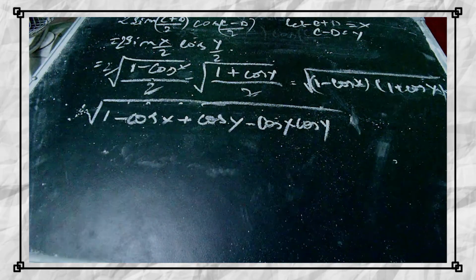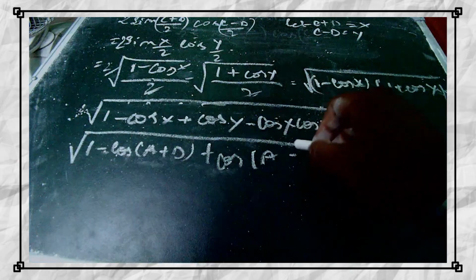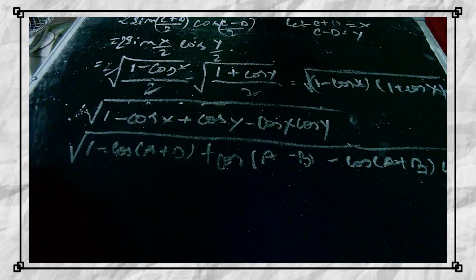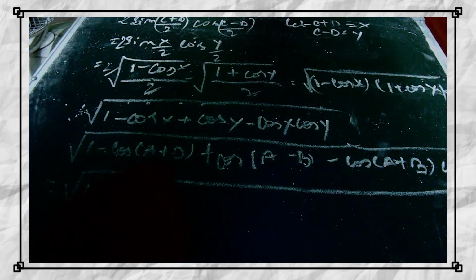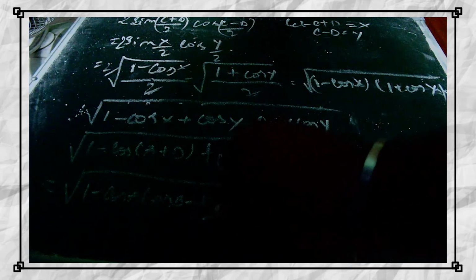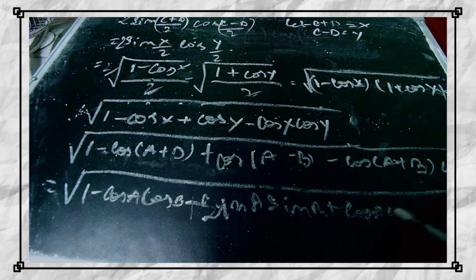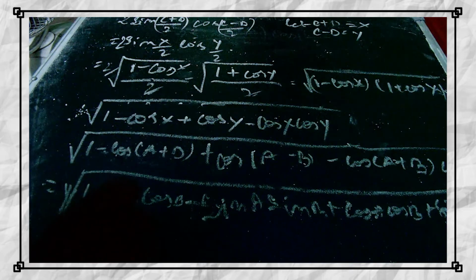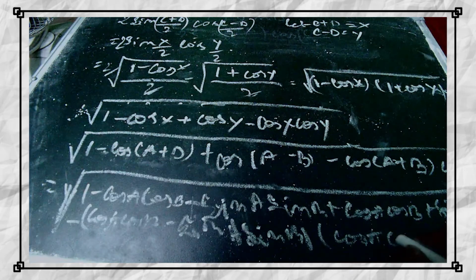Now let's put the values of X and Y. So we'll get root under 1 minus cos of A plus B plus cos of A minus B minus cos of A plus B into cos of A minus B. This will be further simplified, and we'll break cos of A plus B as cos of A into cos of B minus sine of A into sine of B, so 1 minus, minus minus becomes plus, and we get sine of A into sine of B, plus cos of A minus B, which is cos of A into cos of B plus sine of A into sine of B, and minus cos of A into cos of B minus sine of A into sine of B into cos of A into cos of B plus sine of A into sine of B.